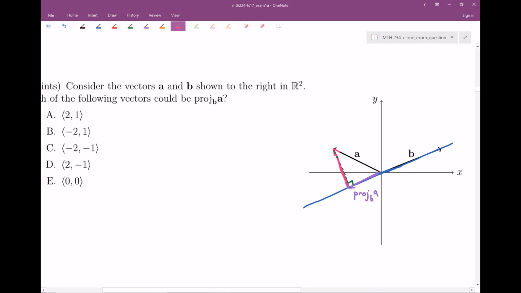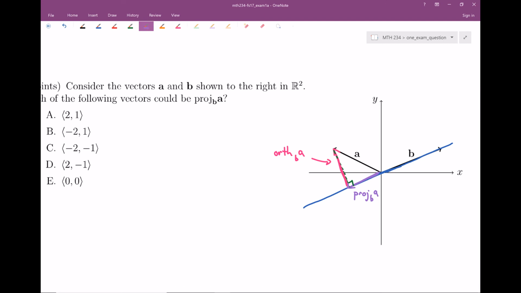And just as a nice review as well, this bit right here was also something that we had defined. This was the orthogonal projection, orth, of A onto B. And when you take these and sum them together, you get A. So here's the orthogonal projection. Here is just the regular vector projection of A onto B.